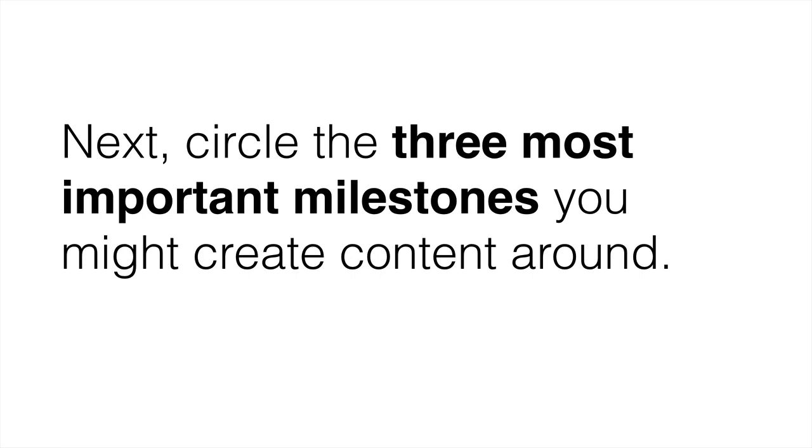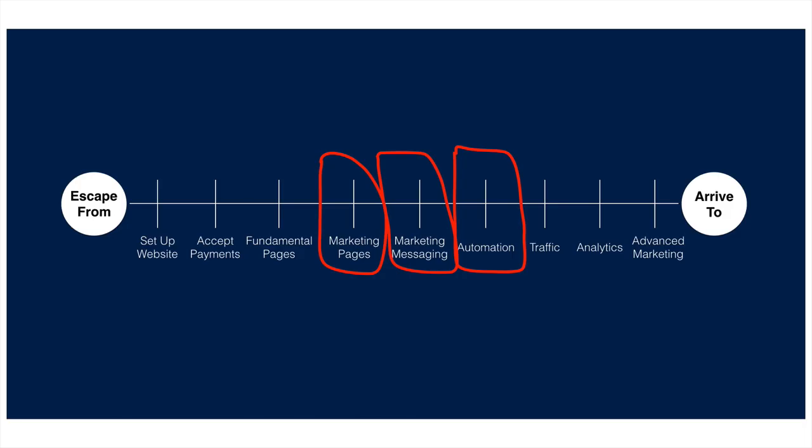Okay, so you've paused it now. You've done this little exercise. Not a big deal. Here's where this starts to get really easy. The next thing I want you to do is just circle the 3 most important milestones that you might create content around. Let me give you an example. Back to the original, right?